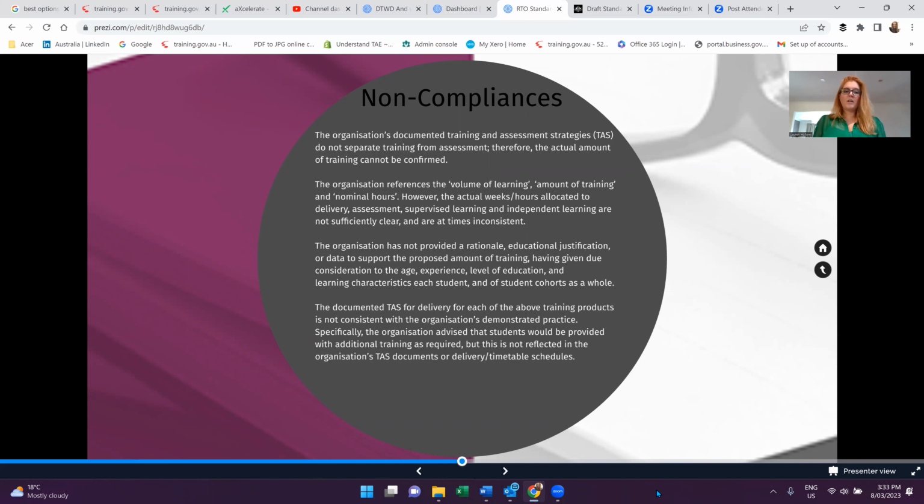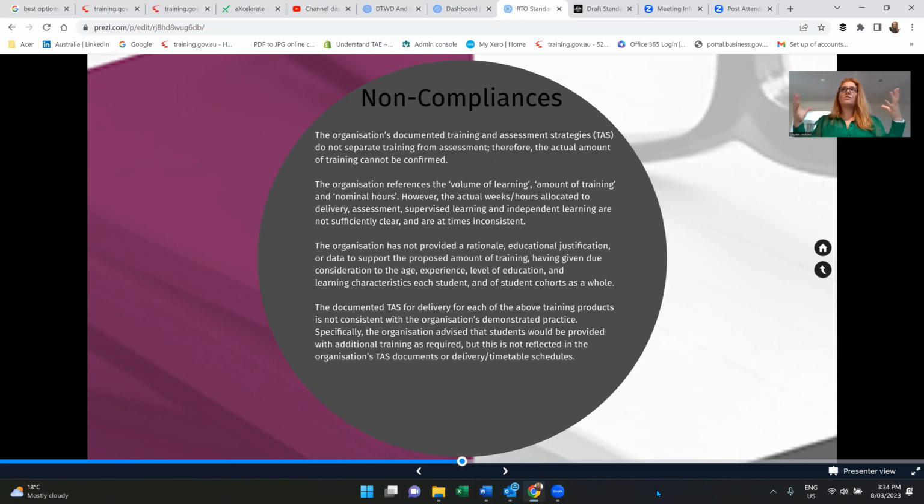Okay. The organization refers to volume of learning, amount of training, nominal hours. However, at no point do they say the actual weeks and hours allocated to delivery and assessment. And at times it's not sufficiently clear or it's inconsistent. So again, in your first statement, nice, clear language. This course is delivered over 12 months. There are 10 days in the classroom. There are 4 workplace visits. Classroom days are over 8 hours. Okay, so clearly articulate all of that in that nice first clean sentence.